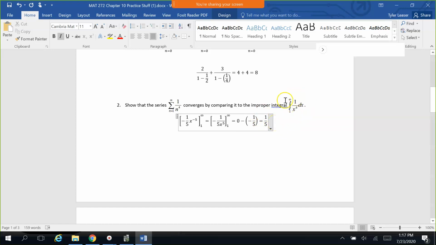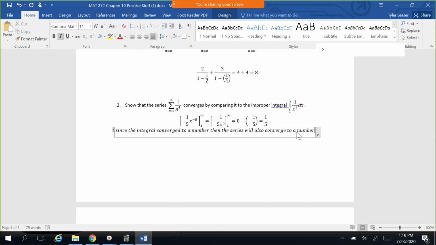So, because this integral converged to a number, since the integral converged to a number, then the series will also converge to a number.